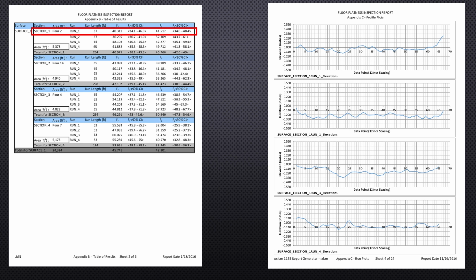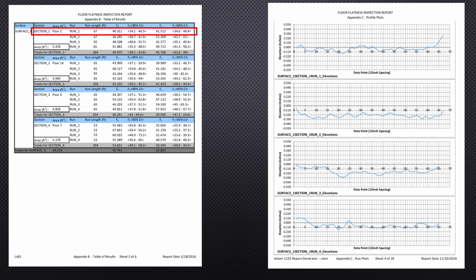I'll continue reading from ASTM 1155. Since it's impossible to be certain of the exact FF flatness or FL levelness numbers of any floor, no matter how many readings are taken, some statistical uncertainty will always exist. Report the results of this test method as a range of possible F numbers at the prescribed 90% confidence interval. Okay, that said, let's go back to the results page.